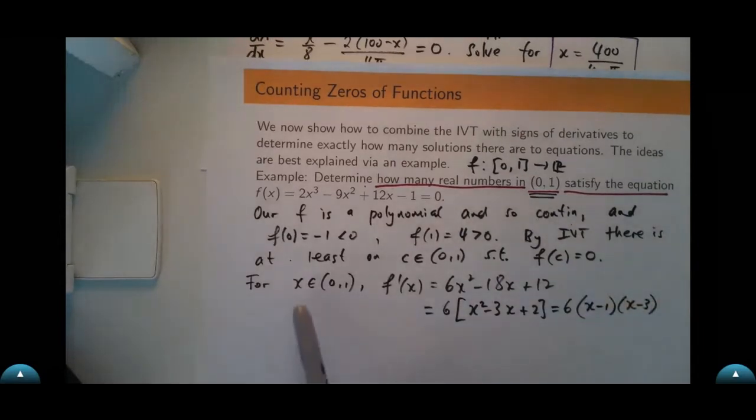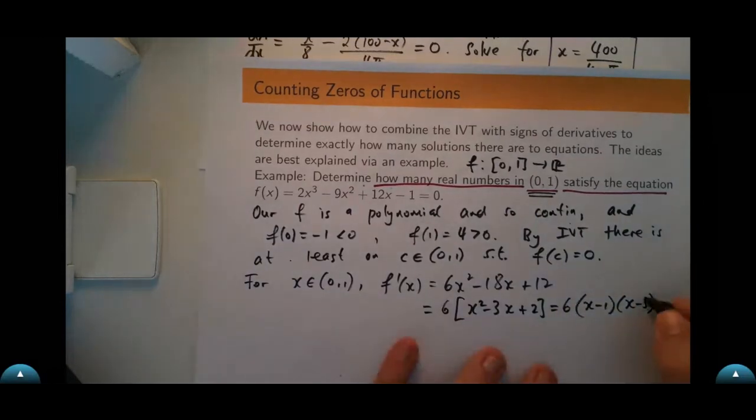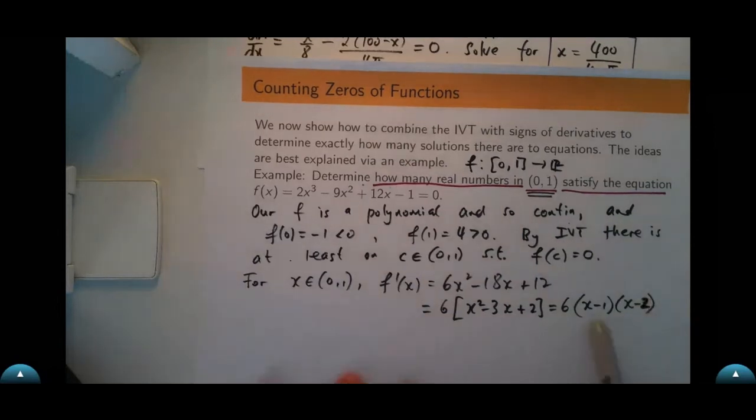Now for x in here, that's always negative. Oh, sorry, 2. That's always negative, and that's always negative. Okay, so a negative times a negative is a positive.